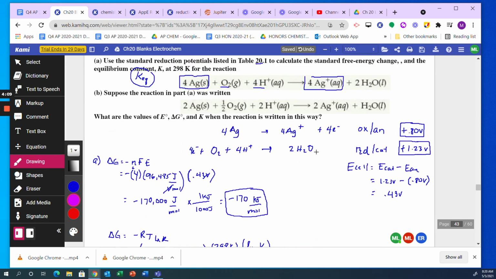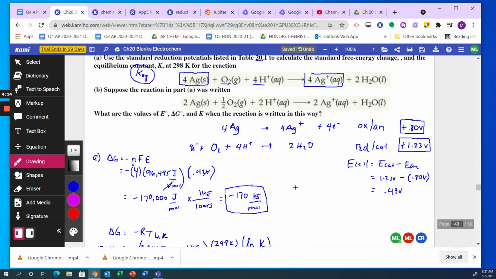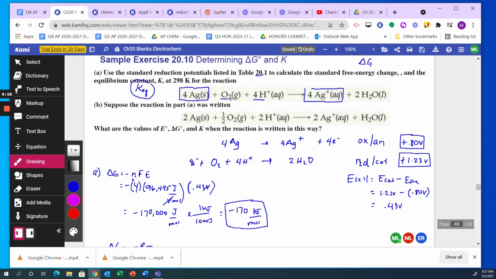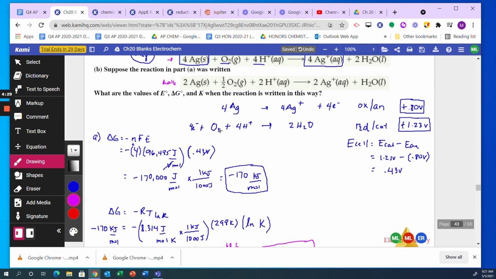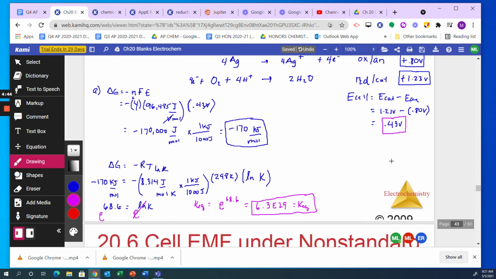On your own, you can do letter B. The answer should be in the textbook. It's the same exact process, but just to let you know, if you look at the equations, this is exactly half up here, which means you're going to have half the number of electrons, which means delta G will be half as well. You have half the free energy because you have half the electrons, but you will be using the same voltage each time. Okay, so try that on your own.